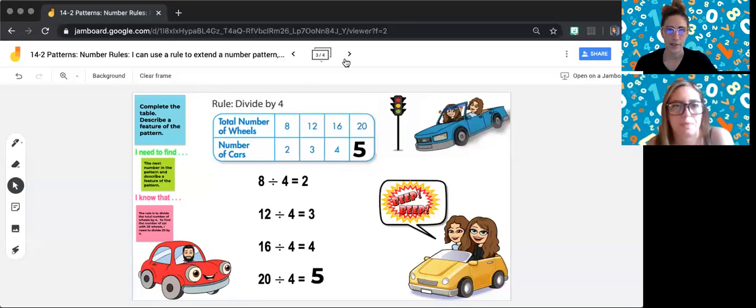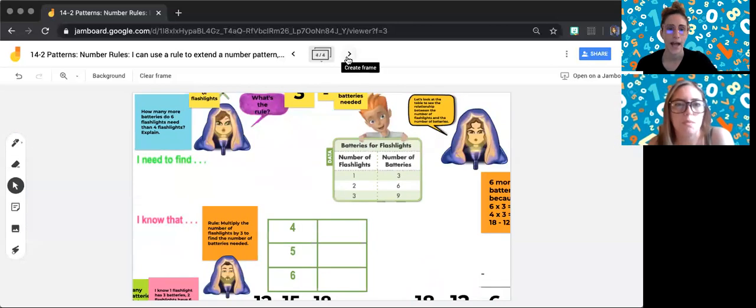Let's take a look at the next one. How many more batteries do 6 flashlights need than 4 flashlights? Explain. So I'm noticing our little friend here has a table that's talking about batteries for flashlights: the number of flashlights and the number of batteries. So I can see that one flashlight needs 3 batteries and so on.